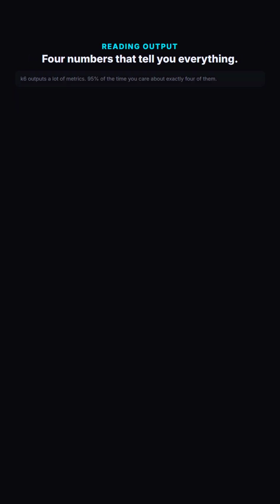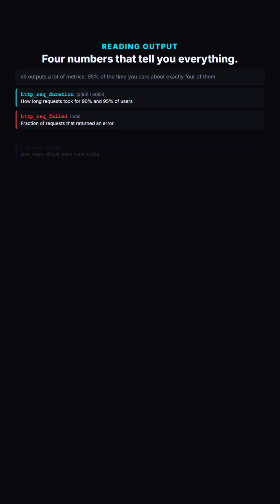When your test finishes, K6 prints a summary to the terminal. Let me walk you through the most important lines. HTTP_REQ_duration is your response time metric. You will see min, median, average, max, and percentile values. Ignore the average. Focus on P90 and P95. These tell you what the slowest 10 and 5% of requests experienced.